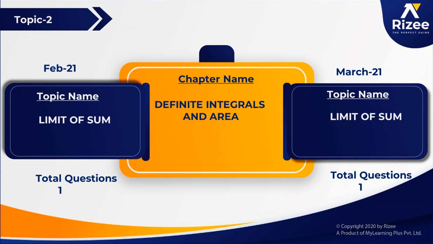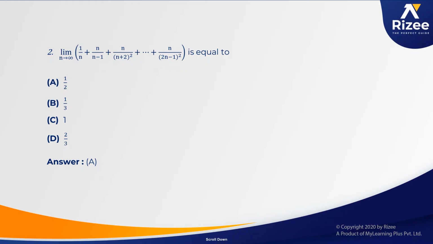The next topic, second topic, is from the same chapter Definite Integrals and Areas: limit of a sum. He asked one question in February attempt and one question in March attempt. Out of these 2 questions I am explaining one question. Limit n tending to infinity, 1 by n plus n by n minus 1 plus n by n plus 2 whole square plus so on, n by 2n minus 1 whole square is equal to.